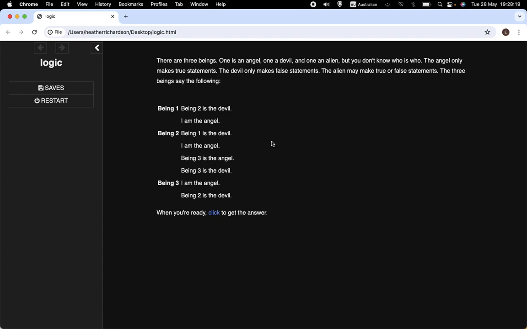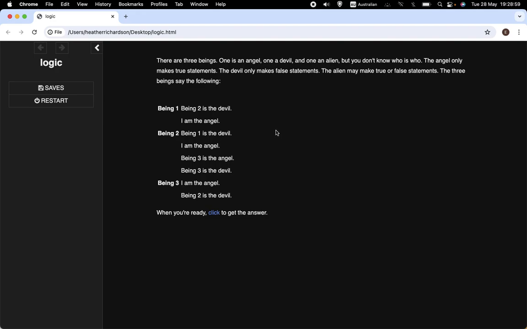And they could be the angel and the alien, because the alien sometimes tells the truth. And in that case, that would mean that one of them was the angel, being 2 was the devil, and the other one was the alien. So that gives us 2 possibilities. Or it could be that they're the devil and the alien, because the devil always lies, and so being 2 is the devil and I am the angel would both be lies, and then the alien happens to be lying both times.